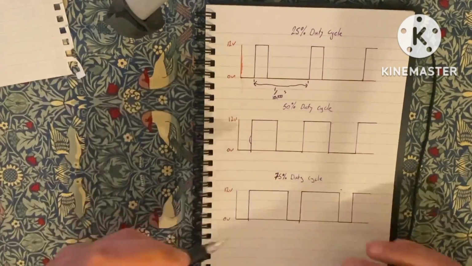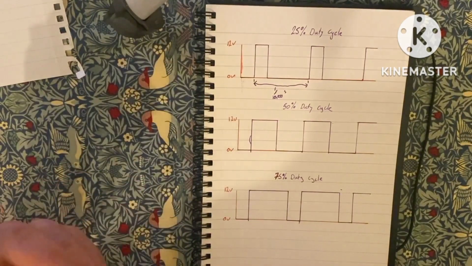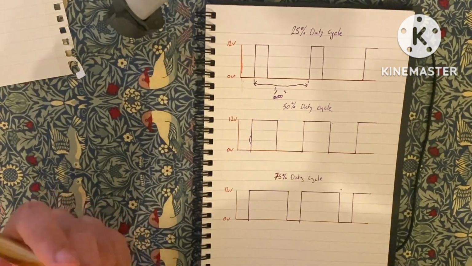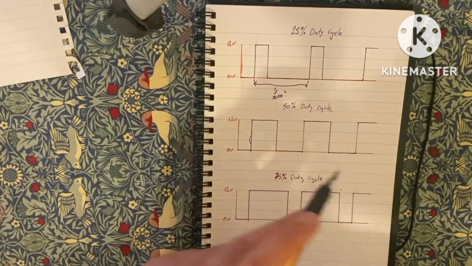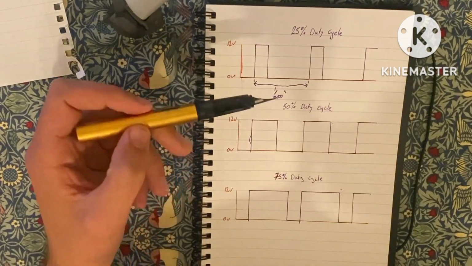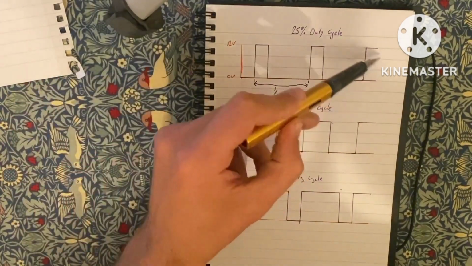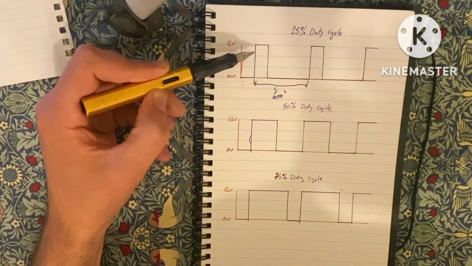And you'll notice that for all three of the plots, the pulse is always exactly the same length. So if the pulses are the same length, how are we raising or lowering the brightness of the bulbs? Well, whilst the length of the pulse is the same, what you notice is that the time that the output is on varies.